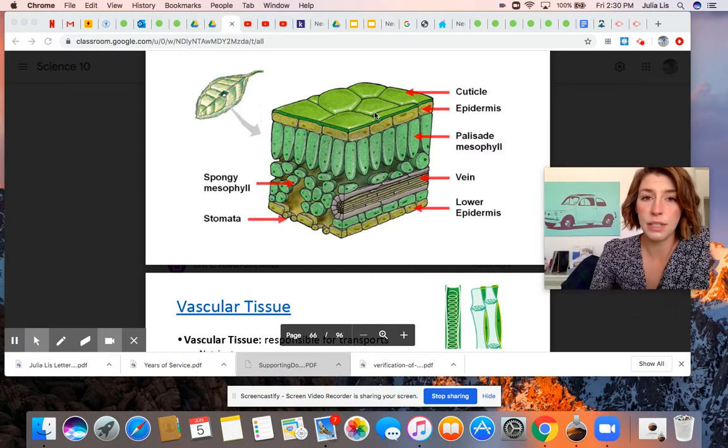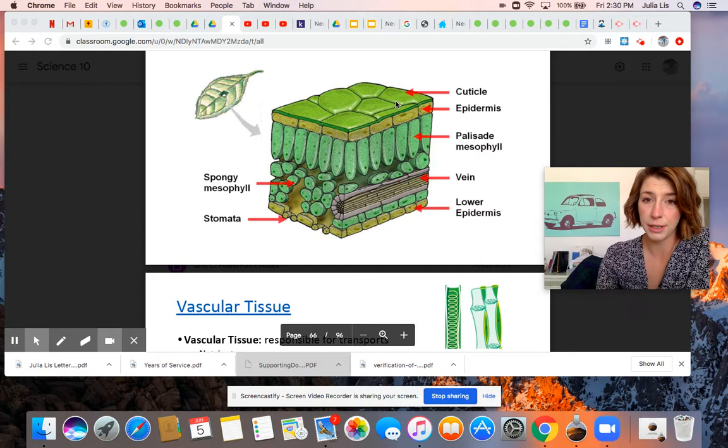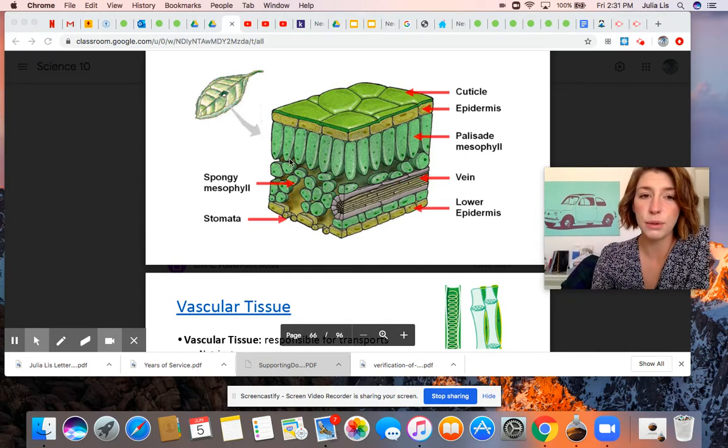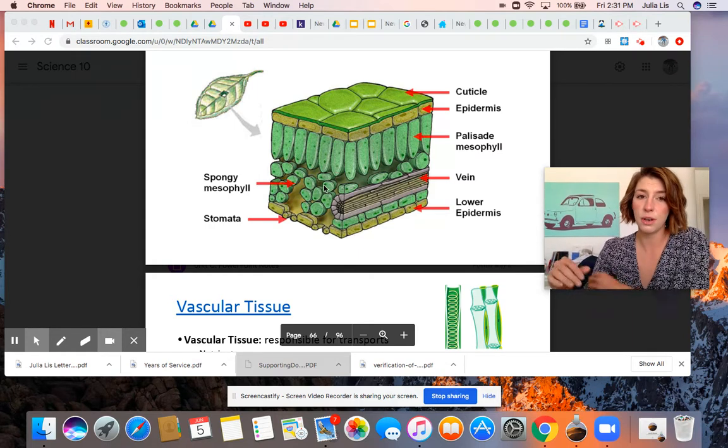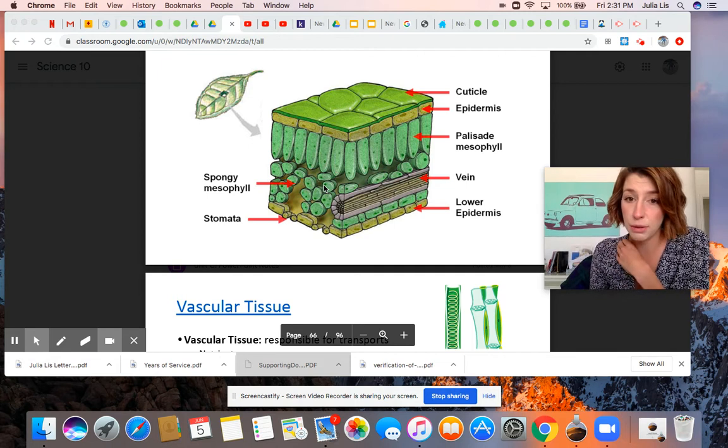So the cuticle is the very top, and it's very important again for the prevention of water loss and predators. Then you have your epidermis, or your dermal layer of tissue, which is also lumped in there. And then you have palisade mesophyll and spongy mesophyll. These are all your chloroplasts and vacuoles and larger cells that make up the ground tissue.